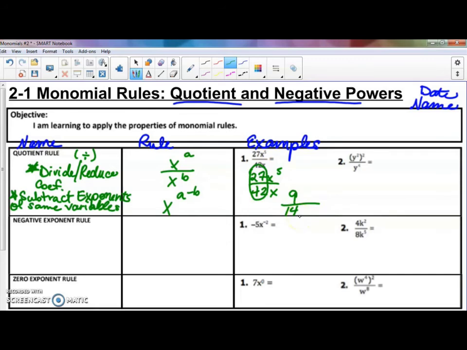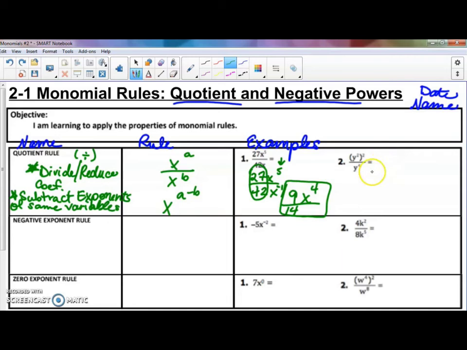Now we have two x's here. I have an x to the fifth on top, and an x to the first on the bottom. So 5 minus 1 will give us x to the fourth. He stays on top because our x to the fifth has the larger exponent and is on top. We'll talk more about that when we get to the negative exponent rule. But that's our solution. We reduced 27 over 42 to 9 over 14, and then we subtracted the exponents. We did 5 minus 1 and got 4.